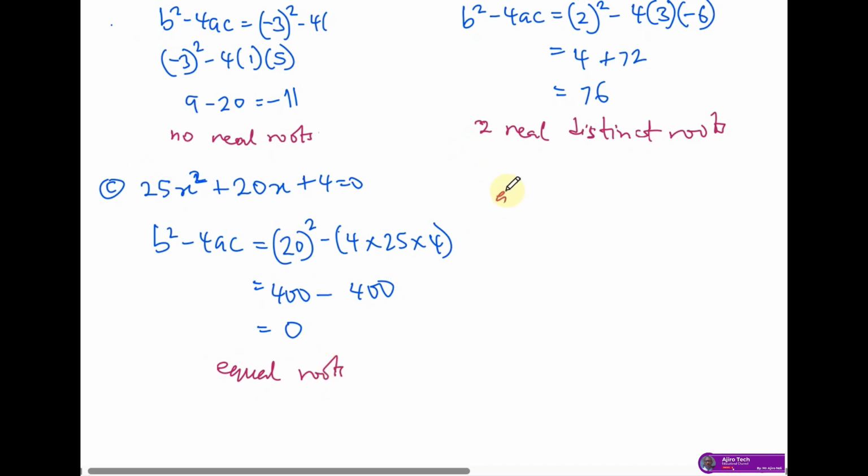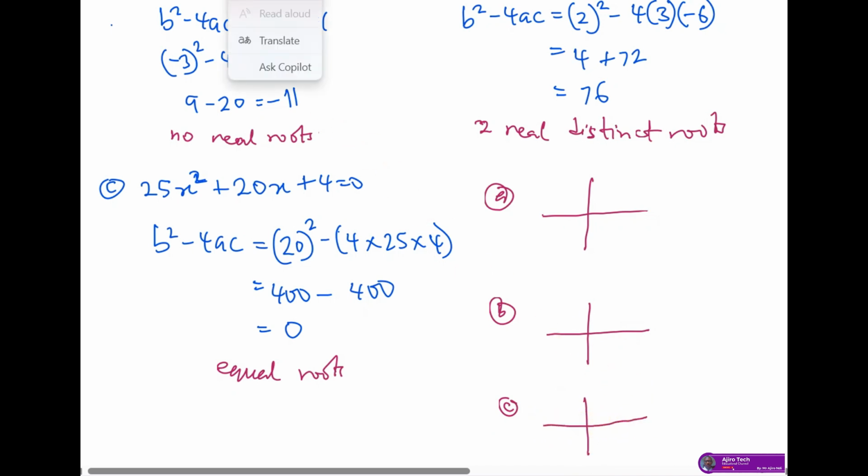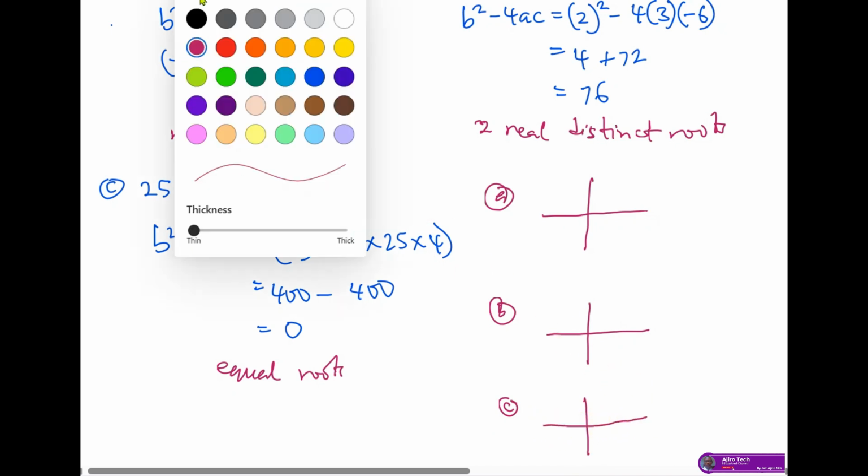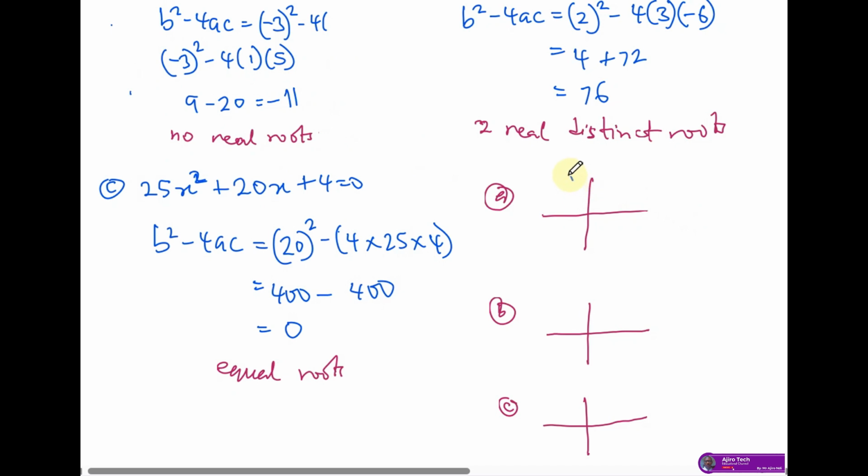In case of A, B, C, the x-axis and the y-axis. B, y-axis, x-axis. C, y-axis, x-axis. Now, when there are no real roots, the curve will look like this. It will just come like this, touch the x-axis and then go back. See that, no real roots.